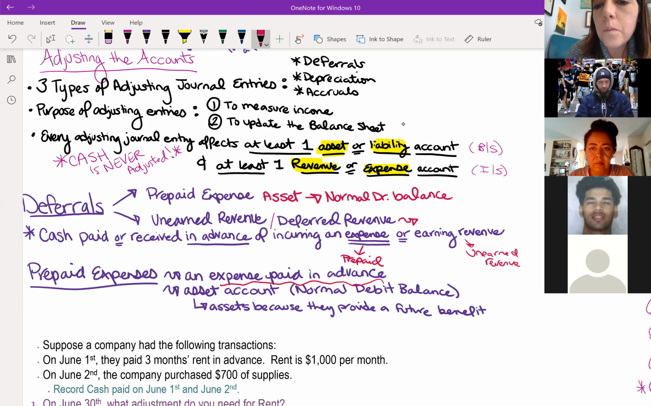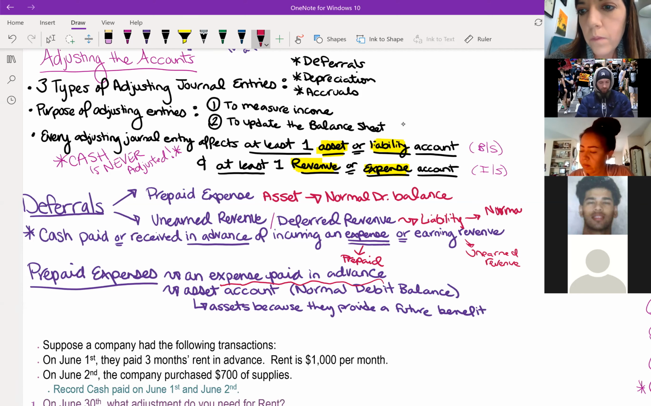Professor, I had a question. Yes. So for deferrals, is it in advance of incurring an expense? What exactly does that mean? Incurring an expense? So with insurance, when the time period has passed, you've incurred it. Okay, so if I have a policy from January to December and I paid for my insurance policy for that year in November of this year, as soon as January 31st has passed, I've used 1 month of insurance. You've incurred it. Okay. Thank you.